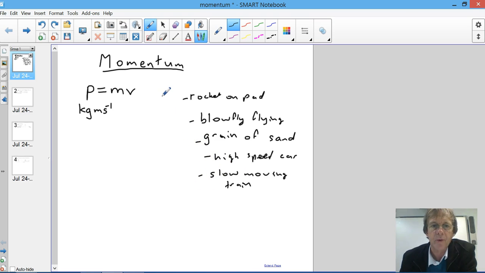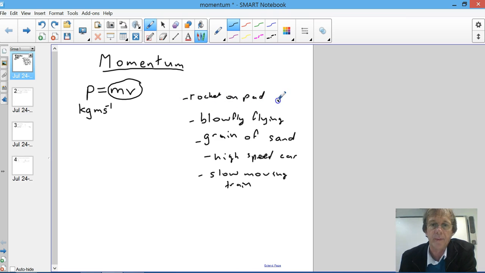So if you're being asked to rank order these from the lowest momentum to the highest momentum, you've got to consider both the mass and velocity equally. So it's just as important to have a large mass as it is to have a large velocity. So looking at this here, which one of those has a decent sized mass and a decent sized velocity, or which one has a very small amount of that?